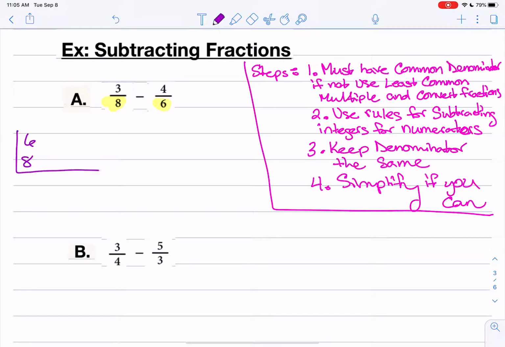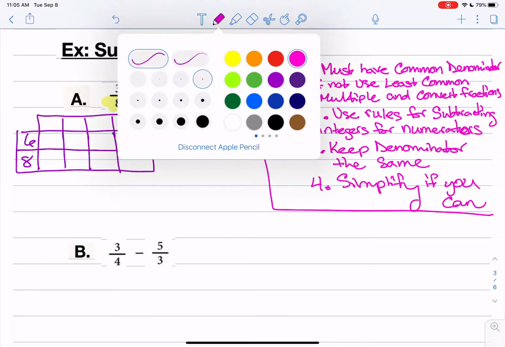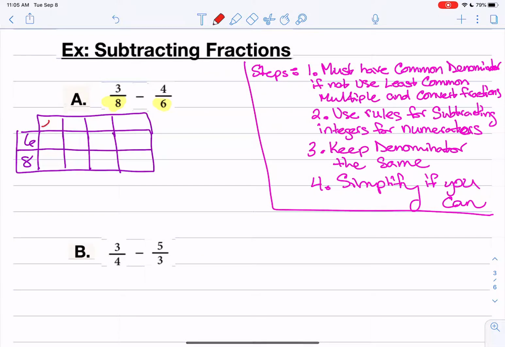6, 8. And I recommend just starting with the first 4 multiples. So that means we're going to do times 1, times 2, times 3, and times 4. So 6 times 1 is 6, 6 times 2 is 12, 6 times 3 is 18, 6 times 4 is 24. 8 times 1 is 8, 8 times 2 is 16, 8 times 3 is 24, 8 times 4 is 32.